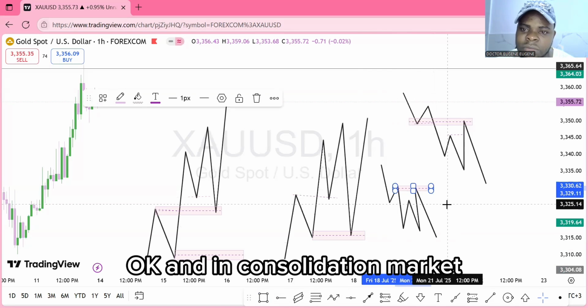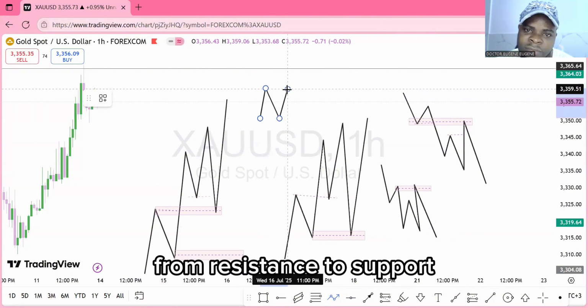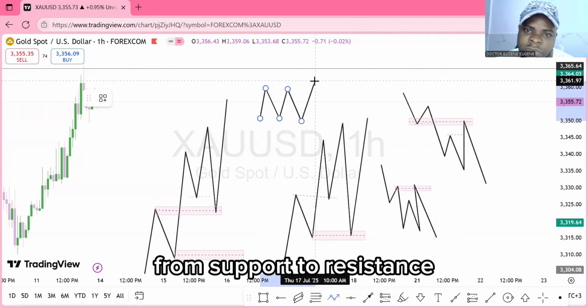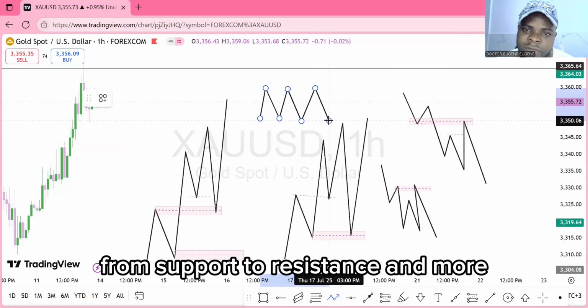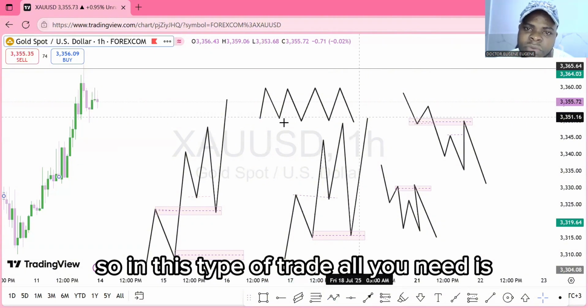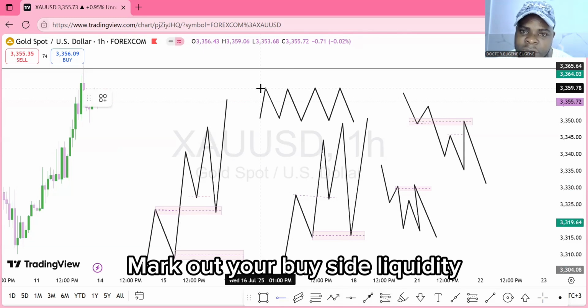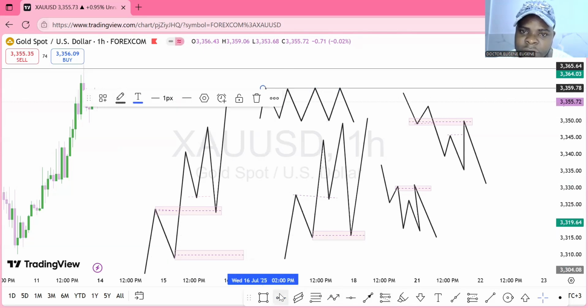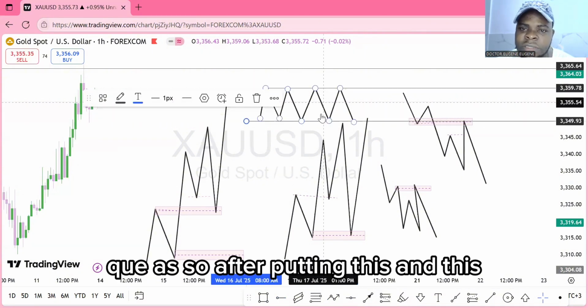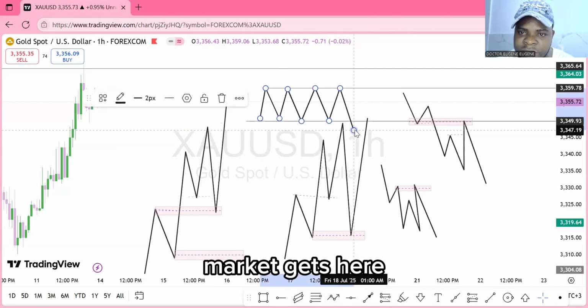Okay, and in a consolidation market, this is how it moves from support to resistance, from resistance to support, from support to resistance, from resistance to support, from support to resistance, and more. So in this type of trade, all you need is to mark out your buy side liquidity and your sell side liquidity. Okay.